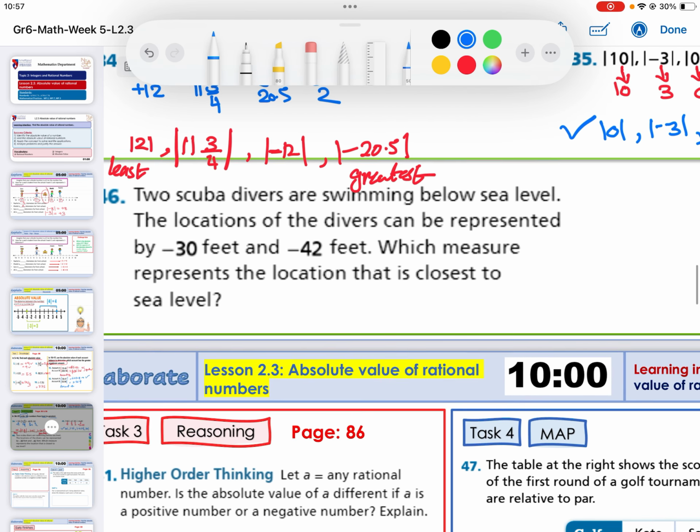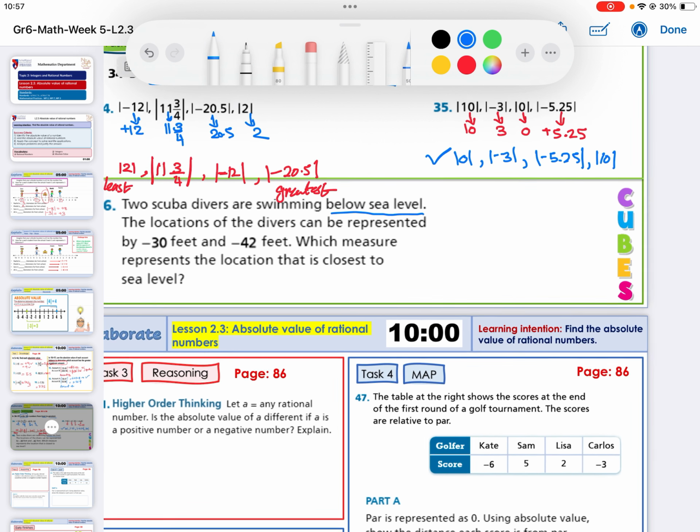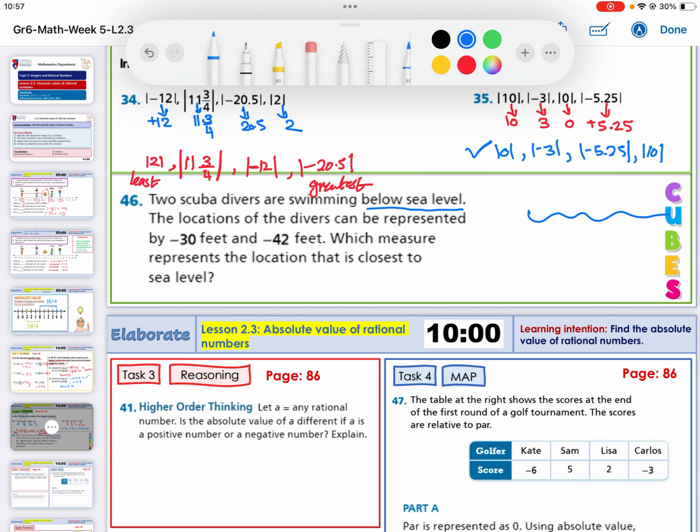We have here a word problem. That's question 16 in your book. Two scuba divers are swimming below sea level. Here is our sea level. Since they are below, their locations will be represented by negatives, but of course, the distance is positive. So the first one is located here, at negative 30. The second one is a bit more below, located at negative 42 feet.